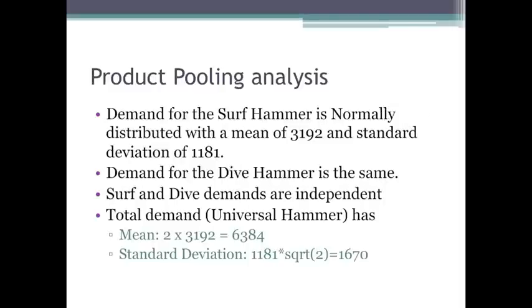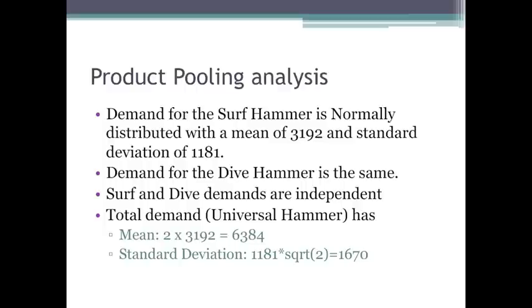So, how does this work? Well, each of the demands for each of these suits has a mean and a standard deviation. And we see that here. We have demand for the surf hammer, normally distributed, mean of 3192, standard deviation of 1181. Demand for the dive hammer is the same.